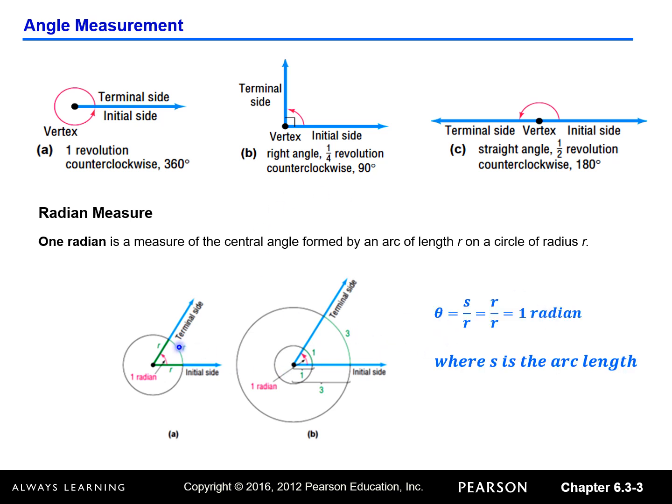The formula for finding the central angle theta is theta equals S over R, where S is the arc length and R is the radius of the circle. If the arc length is equal to the radius of the circle, we can substitute S equal to R, and R divided by R is equal to 1 radian. So this is how you measure 1 radian.